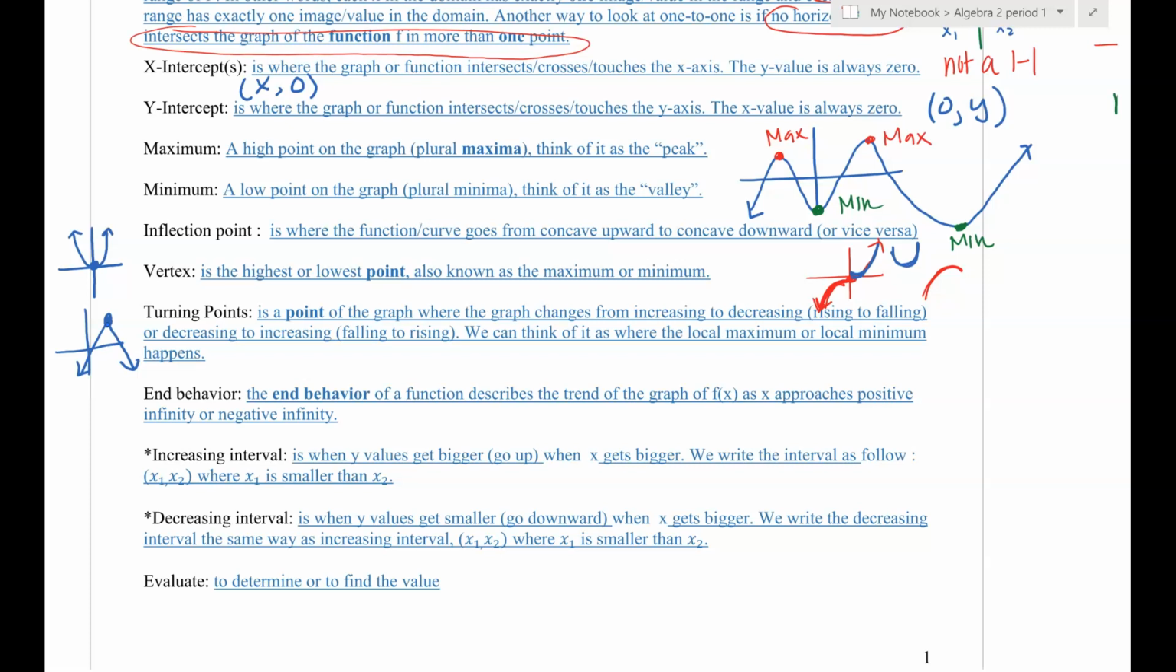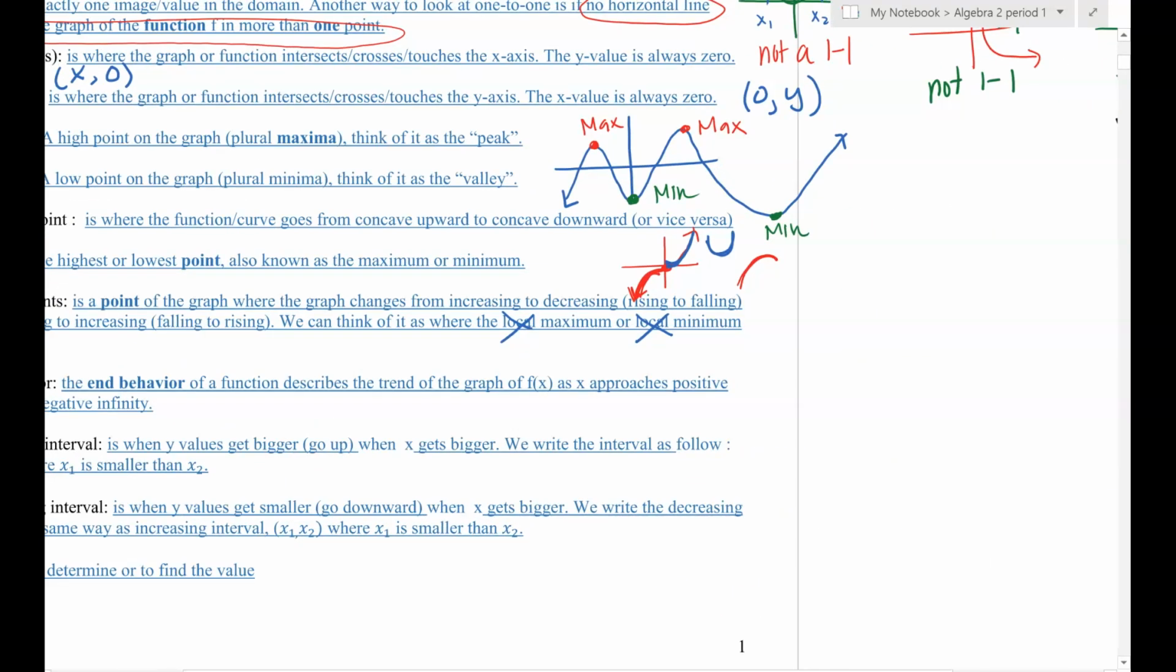So, turning points. A turning point is a point of the graph where the graph changes from increasing to decreasing, aka rising to falling, or vice versa, decreasing to increasing. We can think of it as where the local maximum or the local minimum happens. There's a fancy word called local maximum and local minimum. Don't worry about those, we'll cross that out for now and just think where the minimum and maximum happens.